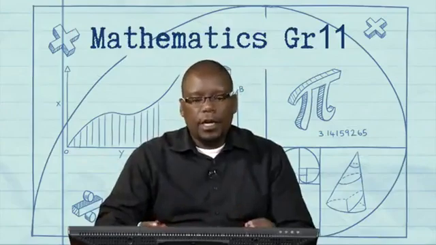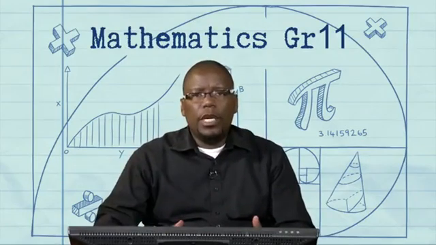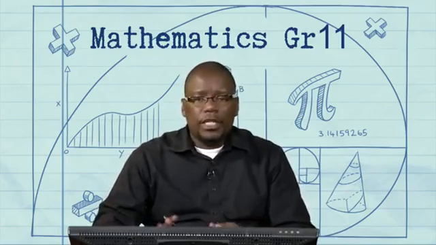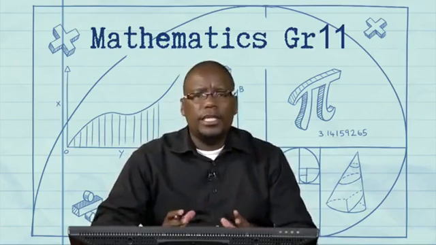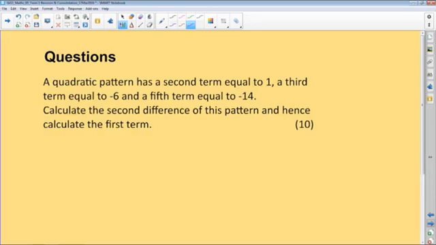Welcome back, grade 11s. We're now looking at your number patterns, sequences, and series. Remember, we spoke about the linear, the quadratic, your geometric, exponential, and whatnot, and just looking at the patterns and coming up with conjectures. Okay, so the question that I have here for you talks about a quadratic pattern. A quadratic pattern has a second term equals to 1, a third term equals to -6, and the fifth term equals to -14. Calculate the second difference of this pattern and hence calculate the first term.